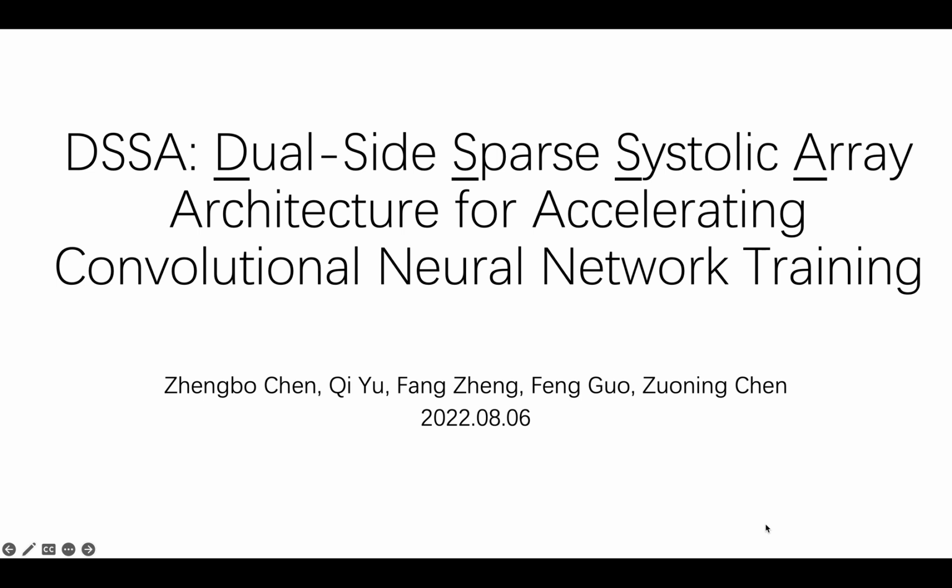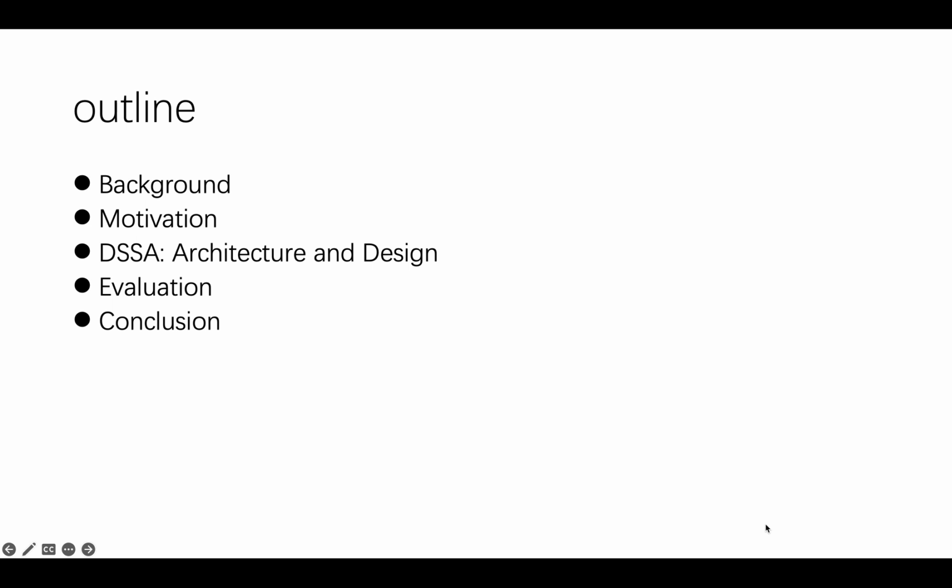Today I would like to present my paper, DSSA: Dual-Side Sparse Systolic Array Architecture for Accelerating Convolutional Neural Network Training. My presentation includes 5 parts: background, motivation, the architecture and design of DSSA, the evaluation and conclusion.